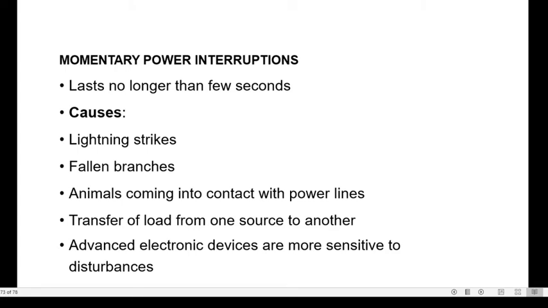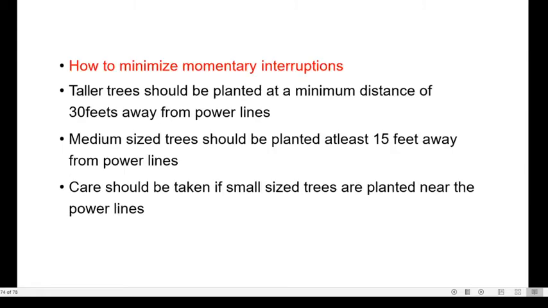Then let us see momentary power interruptions. They last no longer than a few seconds. Again, the causes are the same, like a lightning strike, fallen branches, animals coming into contact with the power lines, transfer of load from one source to another, and advanced electronic devices which are more sensitive to disturbances. So these are the different causes for momentary power interruptions.